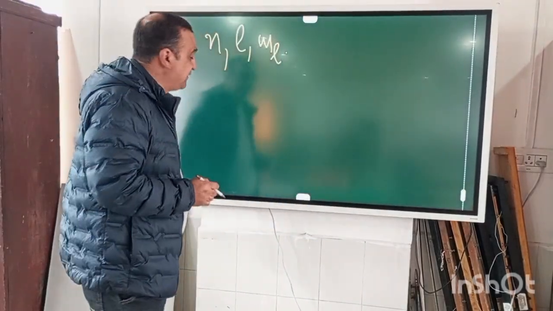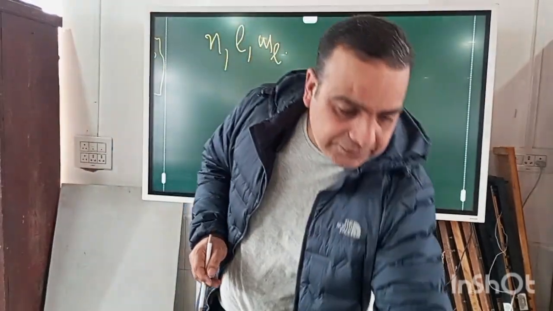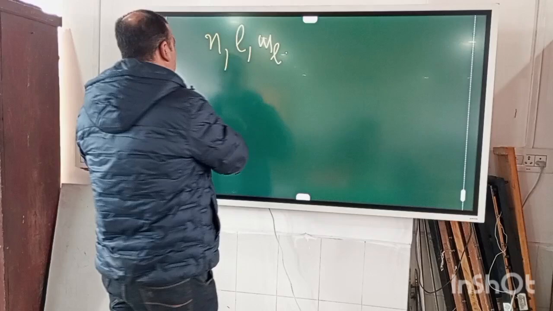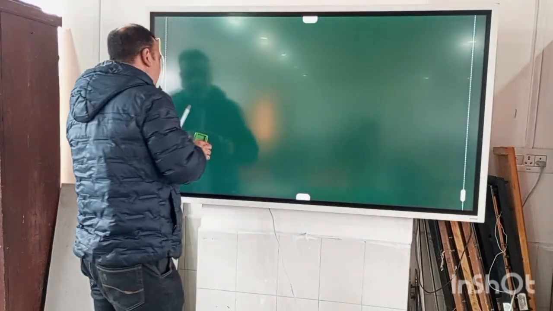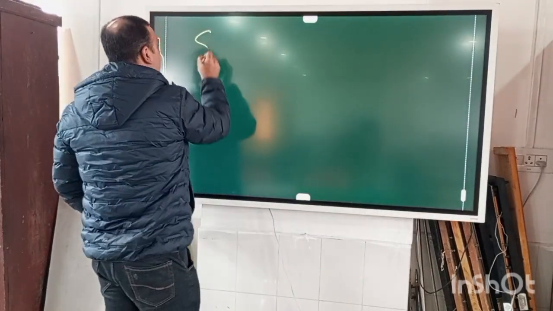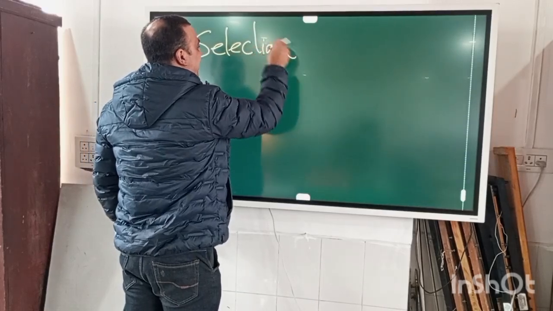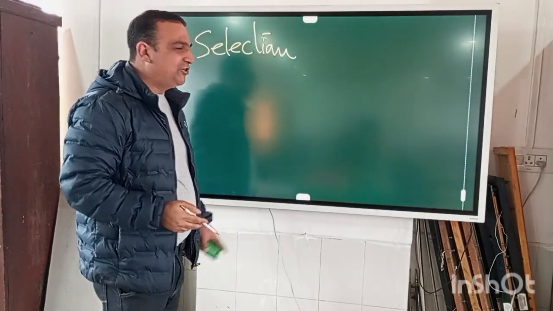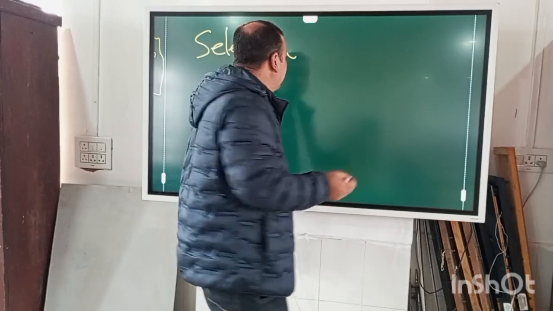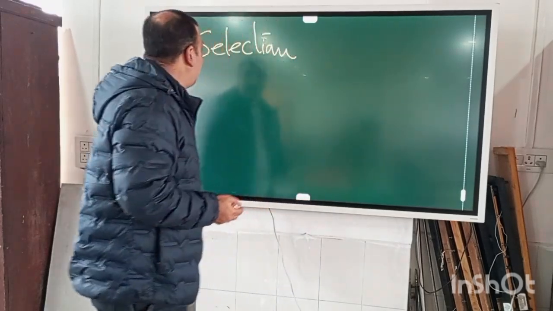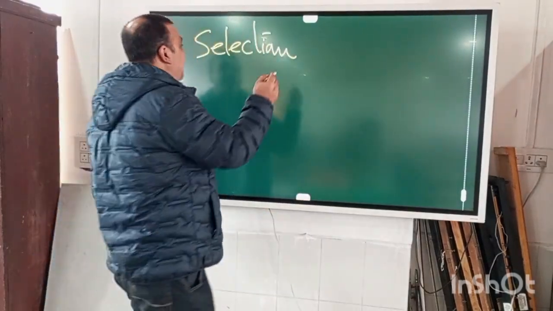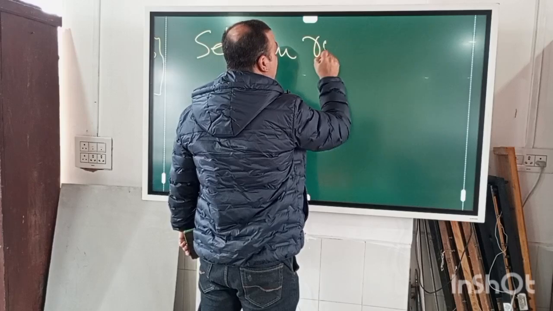Now, we'll be talking about the selection rule here, just to give you an idea of it. You cannot assume that the electron will make a transition to any of the states in the hydrogen atom. No, there are restrictions, and these restrictions we define as selection rules.